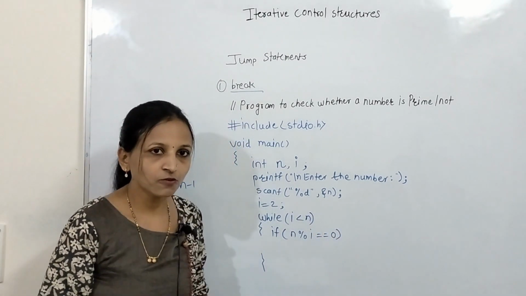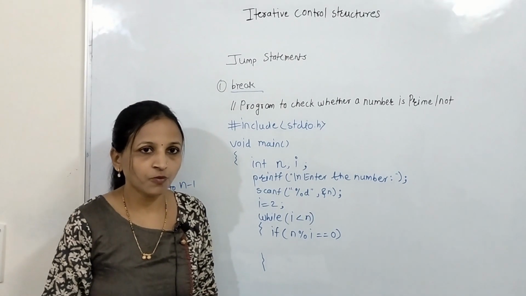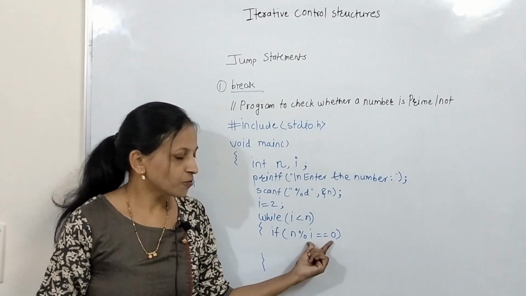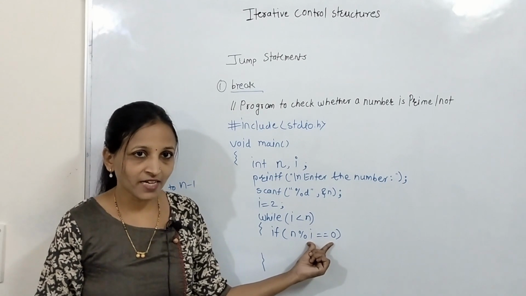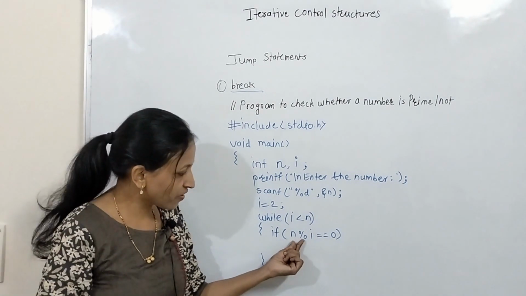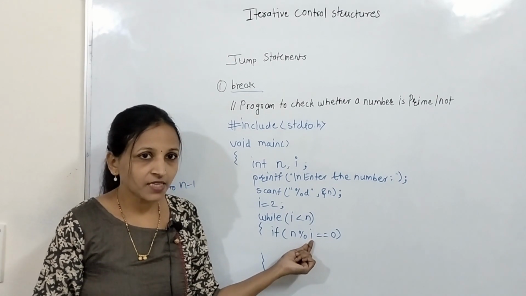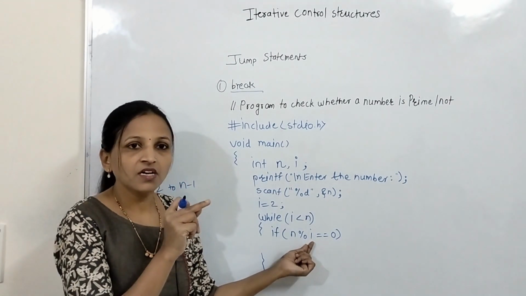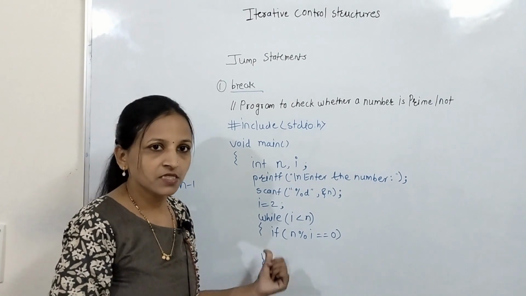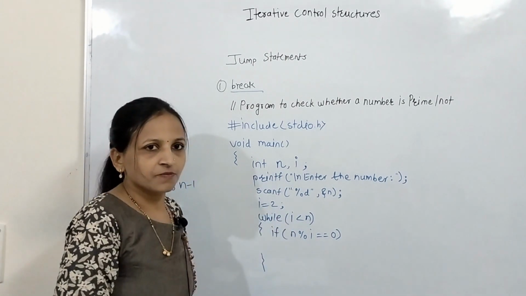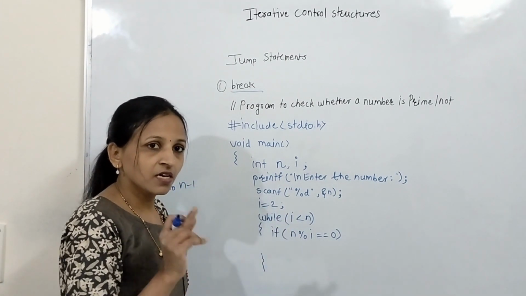Is equal to 0 means what? At any point, suppose this condition is true, it means that the number is perfectly divisible by i. And now we can say that the number is not a prime number in this case, and we have to stop here. That's why we will use break.